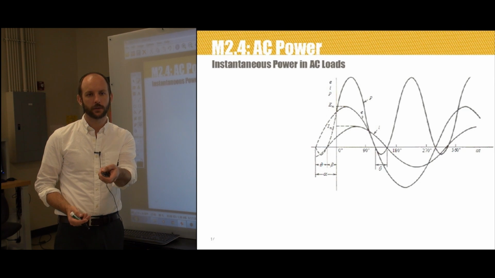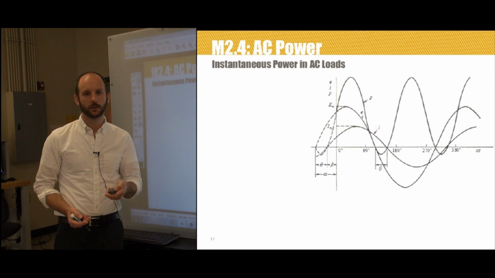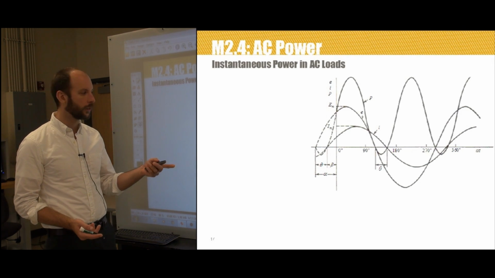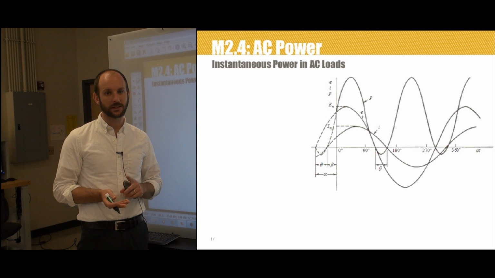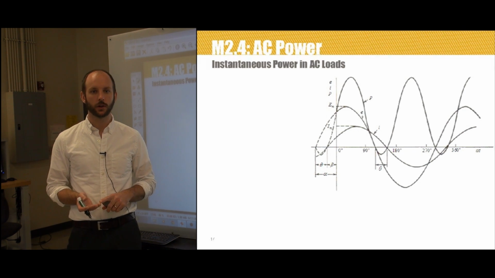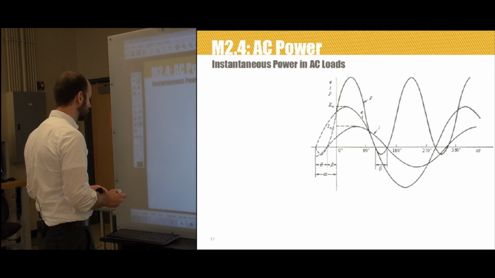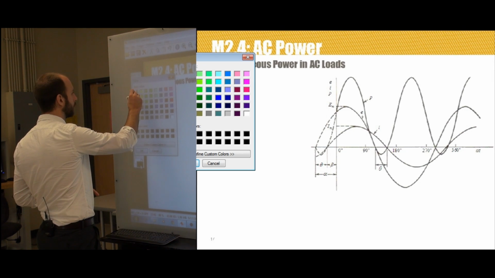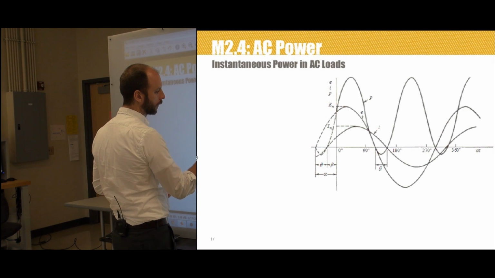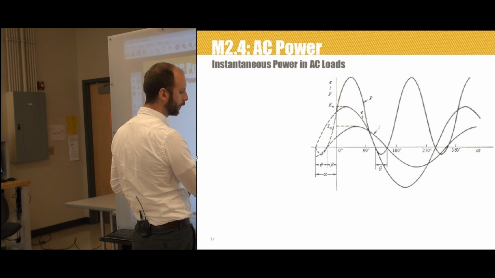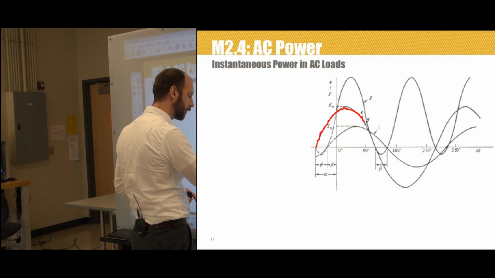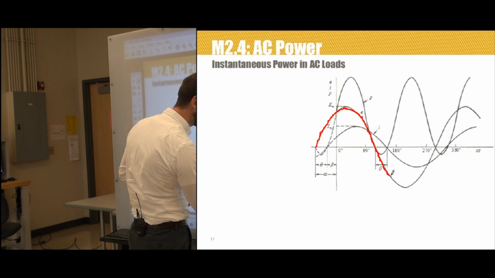So this graph that we're showing here is showing some instantaneous curves. First we've got voltage, second we've got current, and third we've got power. So let's look at those real fast. The voltage curve is labeled E in your diagrams that you've been provided. That's this curve right here.